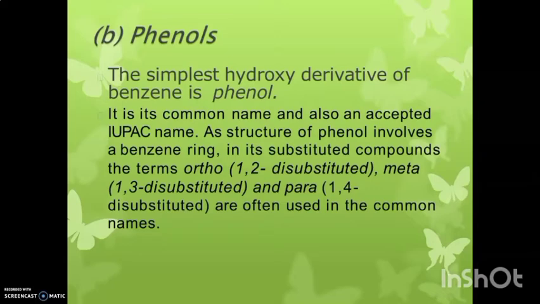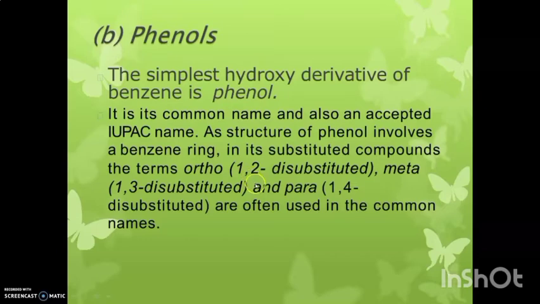Then we'll move to the phenols. How to name phenols. The simplest hydroxy derivative of benzene is phenol. The simplest member is phenol. Its common name and IUPAC name are the same, phenol. In the structure of phenol, it consists of a benzene ring, and we have to find out the position, that is ortho, meta and para position.